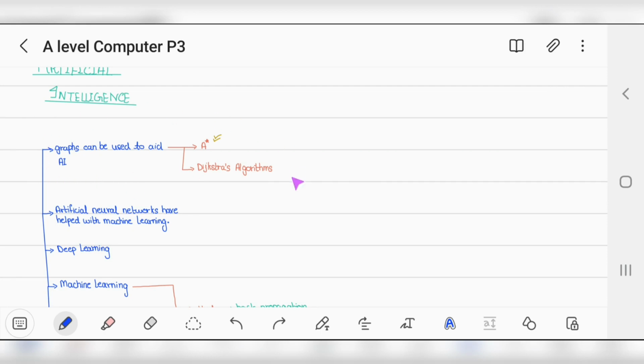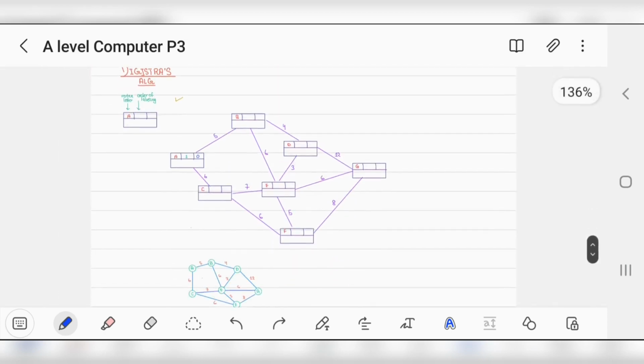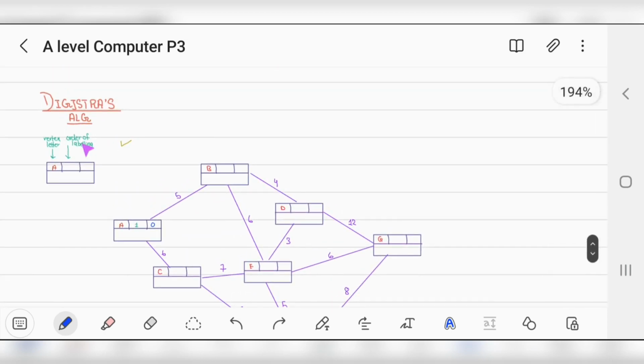Okay, so we will start with graphs, which are Dijkstra's algorithm and the A-star algorithm. We will start from here. And why do we use this algorithm? We use it for finding the shortest path between any two points, from start to finish. So let's begin with Dijkstra's algorithm.